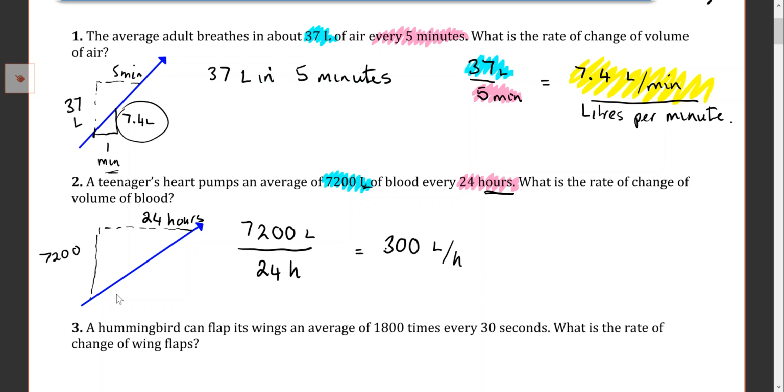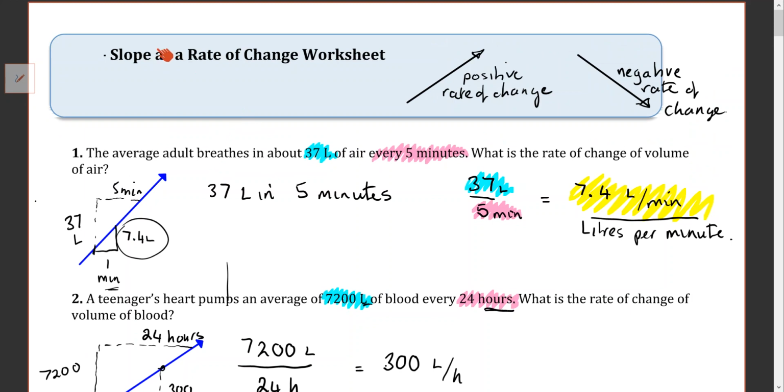So I am going to draw this. So on the graph, what does that mean? Well, if I take a step across, which is 1 hour, we will go up 300, yeah? Now, this is where this word slope comes into play.